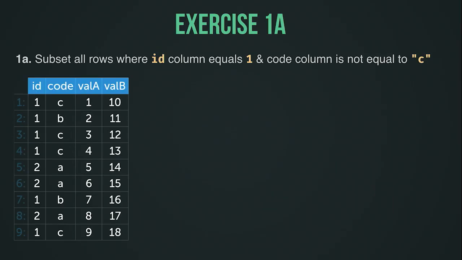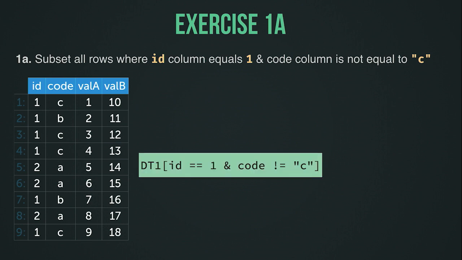Okay, so the first group. The first question was: subset all rows where ID column equals 1 and code column is not equal to C. How many of you managed to get it using data table or base R or dplyr or whichever? If you're familiar with data frames, then inside the square brackets you'd be using df$ID equals 1 and then df1$code not equals C, right?